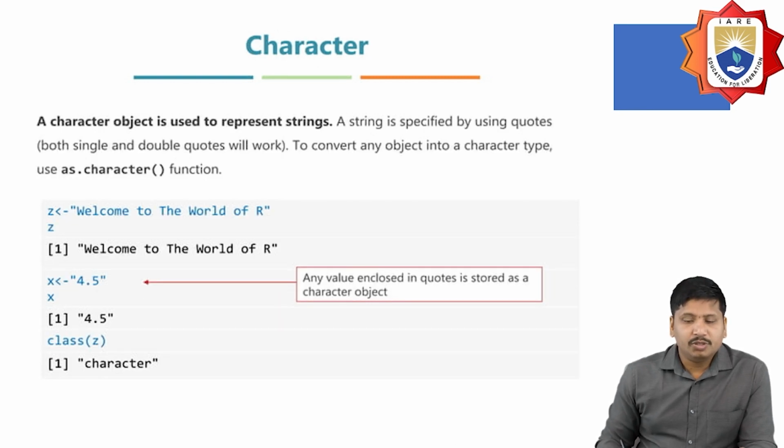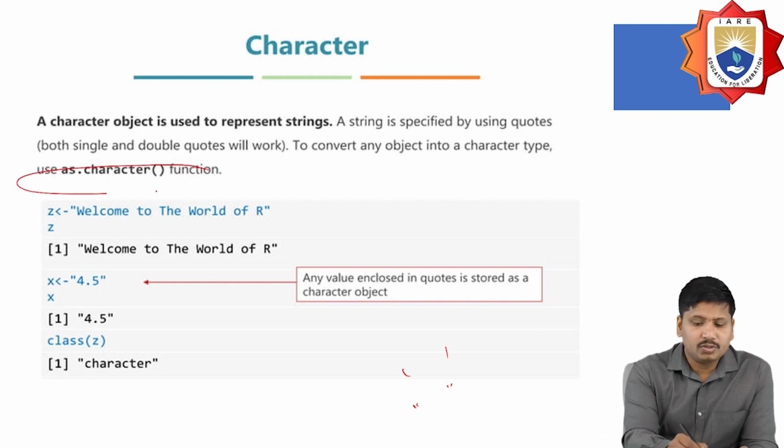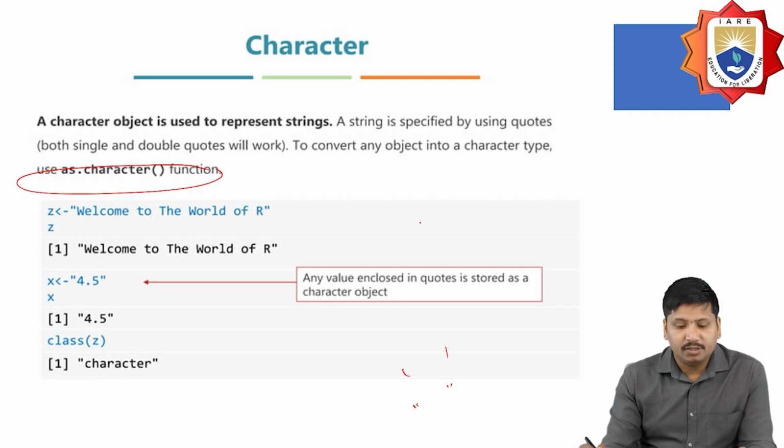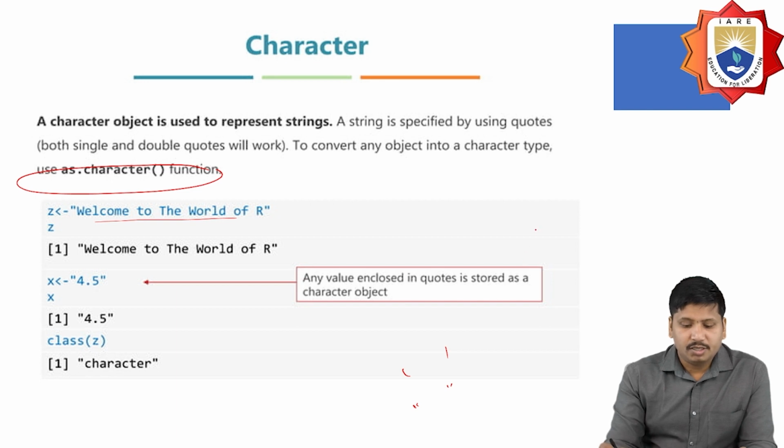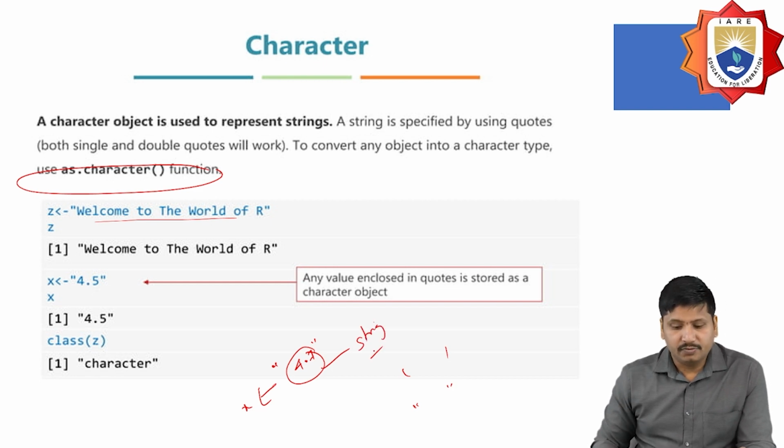And a character object is used to represent character strings, which may be represented in single quotations or in double quotations as well. Normally if I want to convert into character, then I have to make use of the character function here. So this is the "welcome to the world of R" string, and if I specify some value in double quotation, then automatically even 4.7 becomes a string only.